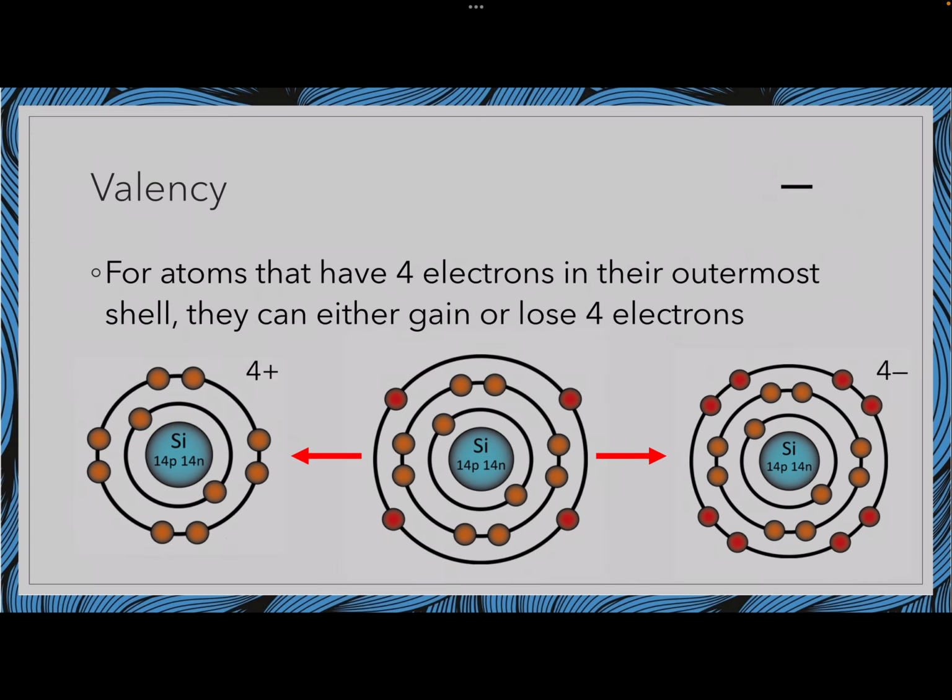Now ones with 4 electrons. So 4 electrons have a bit of a choice. If they've got 4 electrons in their outer shell, they can gain 4 to become 4 minus, or they can lose 4 to become 4 plus.